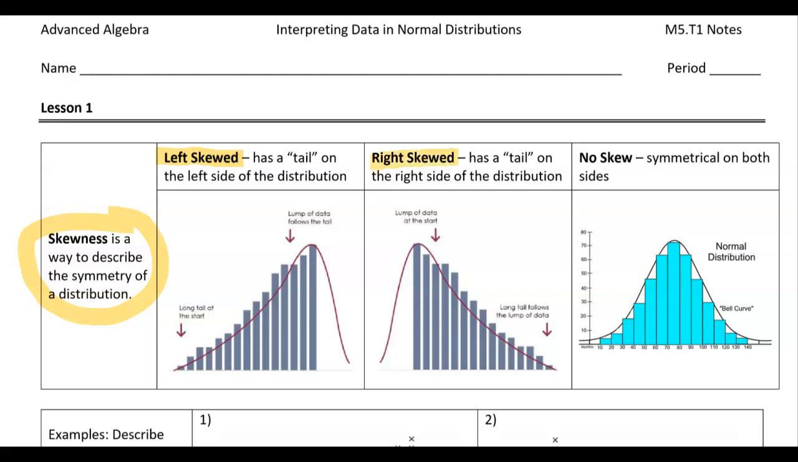Skewed right is when the tail is on the right side. So again, most of the data is to the left. The tail is where it's skewed. So skewed left, skewed right. And then no skew is when there is no real tail. It's just normally, evenly distributed. This is known as a normal distribution or a bell curve.